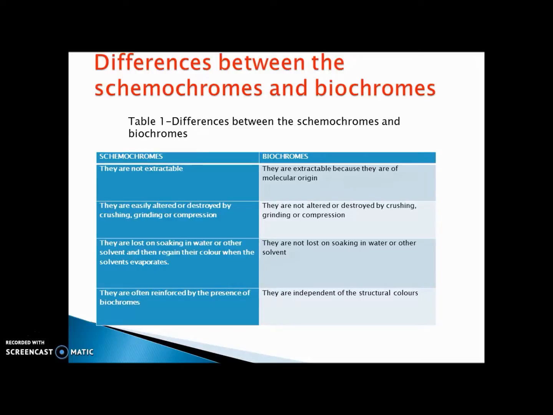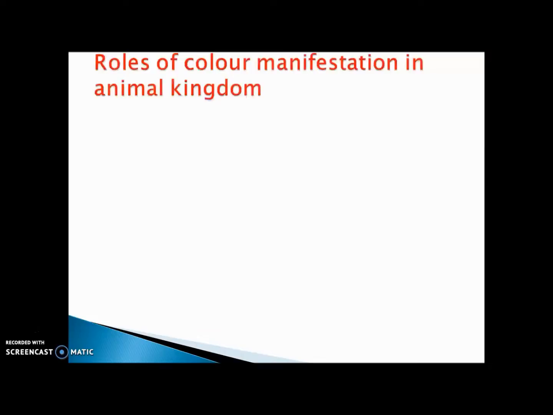Chemochromes are lost on soaking in water or other solvent, and they regain their color when the solvent evaporates. But biochromes are not lost on soaking in water or other solvent. Lastly, chemochromes are often reinforced by the presence of biochromes, while biochromes are independent of the structural colors.